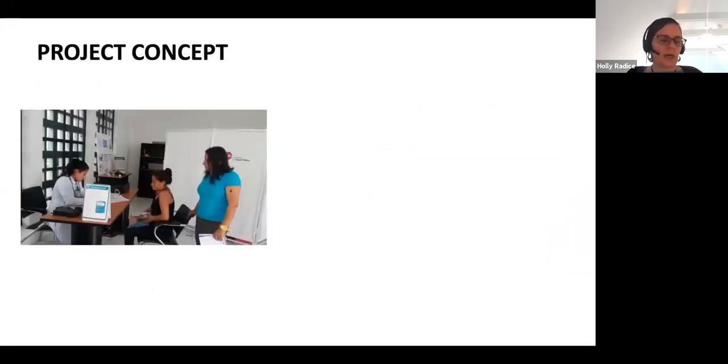A little bit about the project concept. As I said, we are leading with a protection focus, and this is especially focusing on women and LGBTQI populations and looking at sexual reproductive health. For this health component, we have targeted Venezuelan migrants and a smaller percentage of vulnerable Ecuadorians.